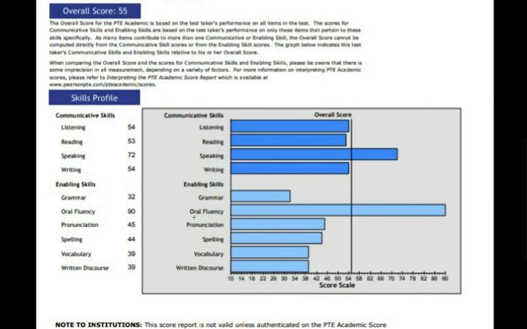Now, if you take a look over here, guys, she scored a perfect 90 in oral fluency, although she lacked in pronunciation. But see, the marks in speaking are 72. Your fluency and pronunciation combined have a more profound impact on your speaking score. So keep this in mind.